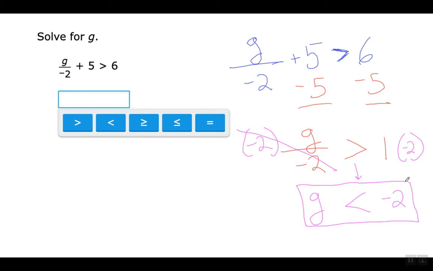Again, that's the main thing to look out for. When you multiply or divide both sides by a negative number, be aware the sign is going to flip. That's the main thing to watch out for.